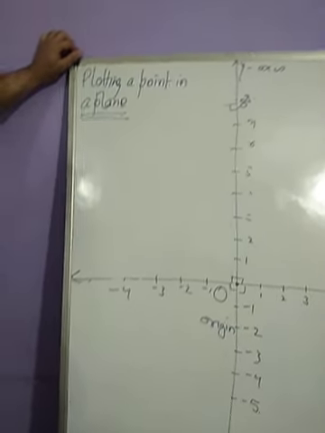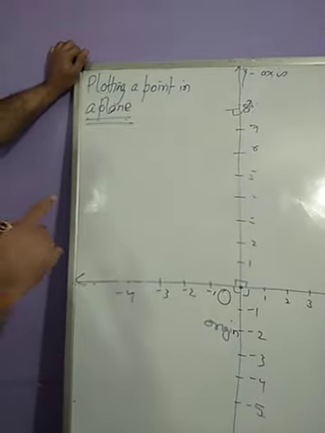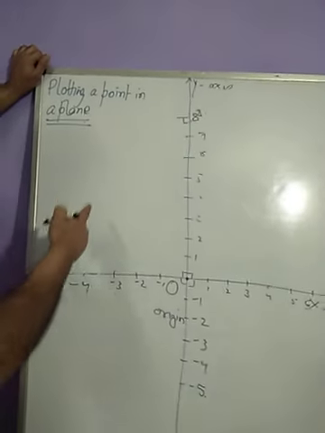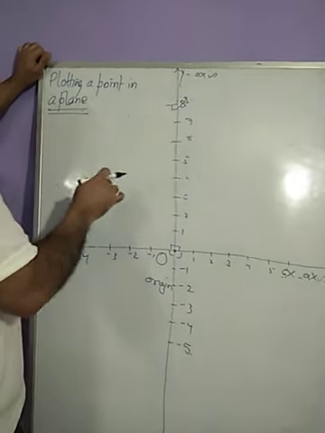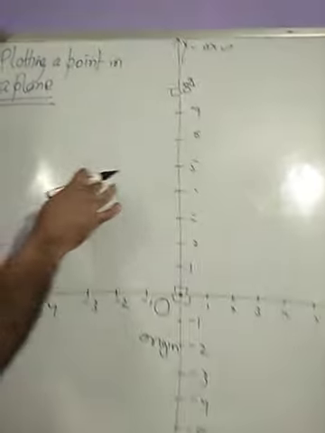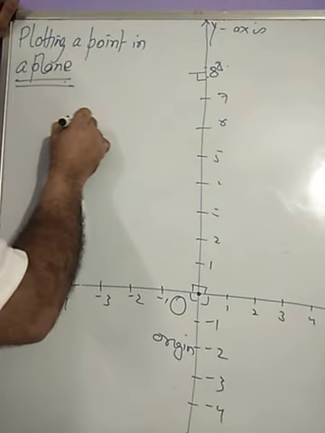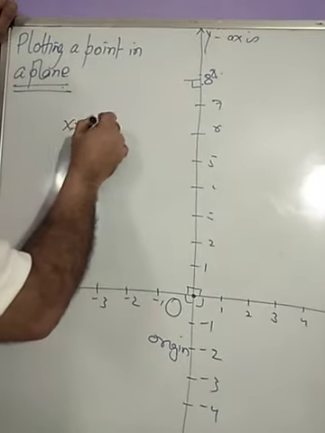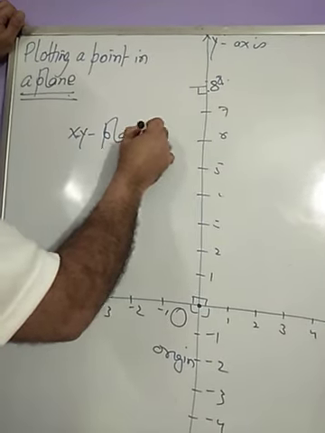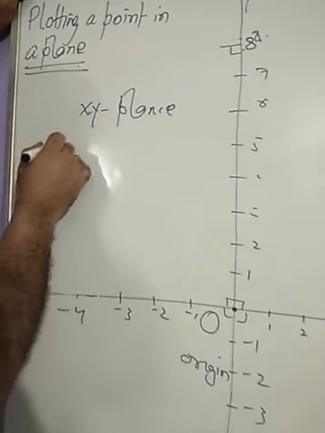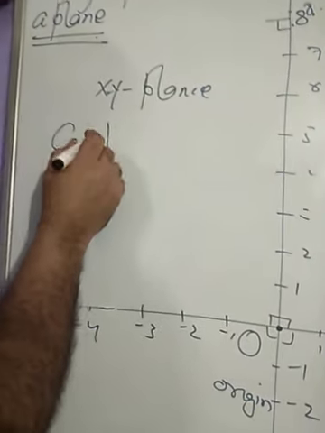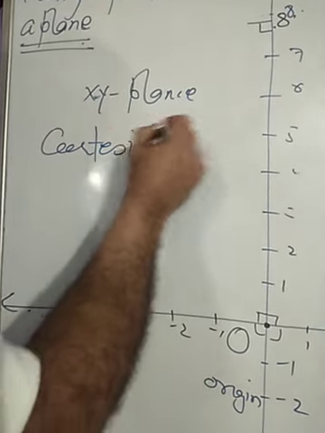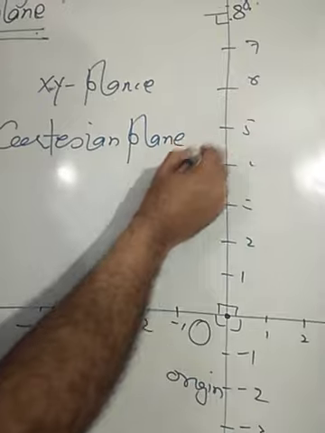Now we'll see how to plot a point in a plane. Remember this plane. There are 2-3 terms which are associated with this plane. This plane is called xy plane also because x and y coordinates are there. Rectangular plane, and this is also called Cartesian plane. Why is it called Cartesian plane?